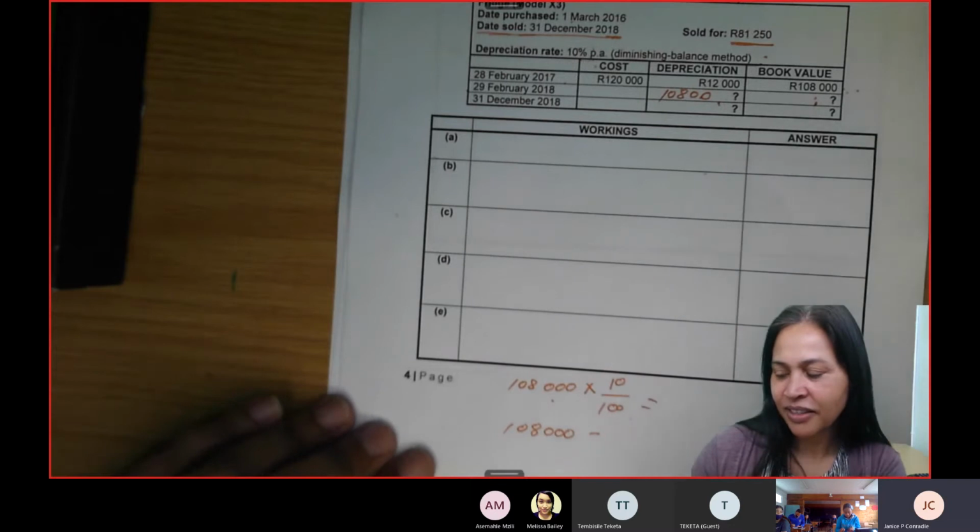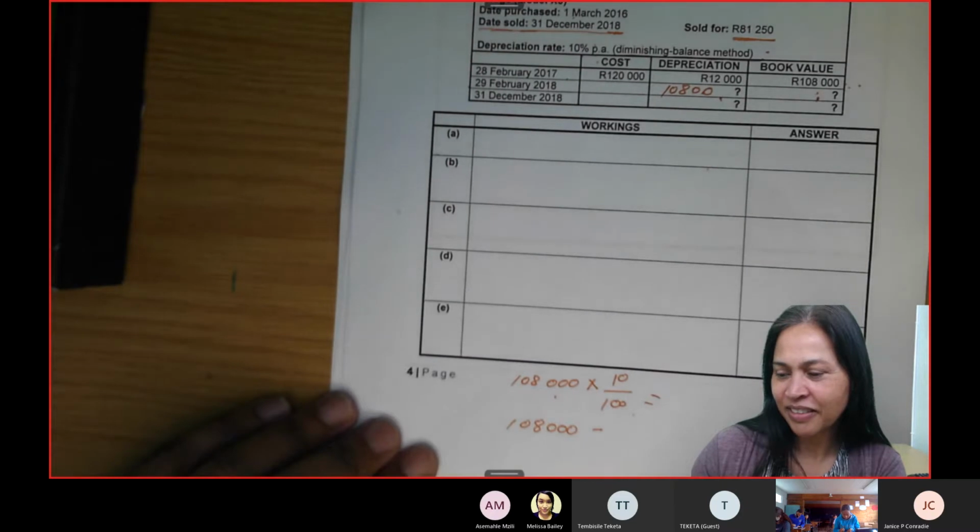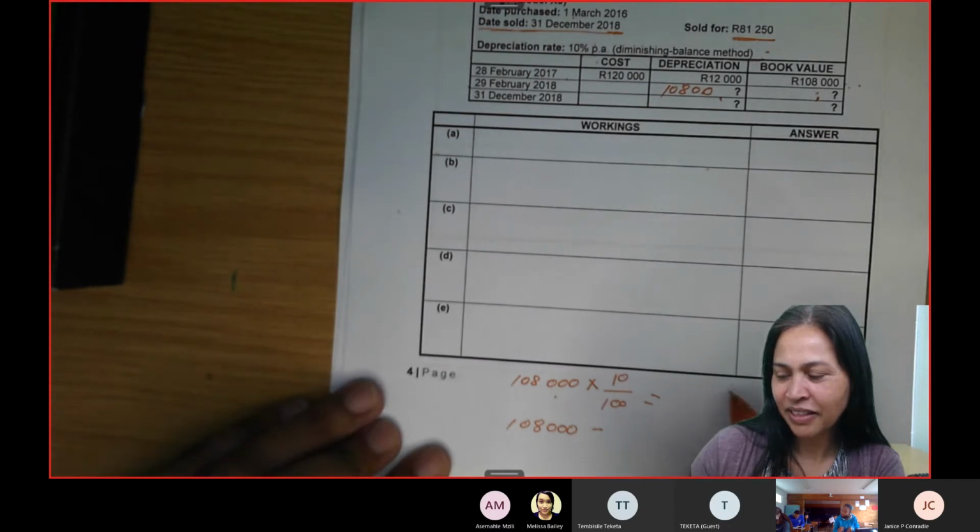Yes. The book value to the 29th of February 2018 is negated by the cost price less the accumulated, which is, I think, the 120 less the 12. I think yes.